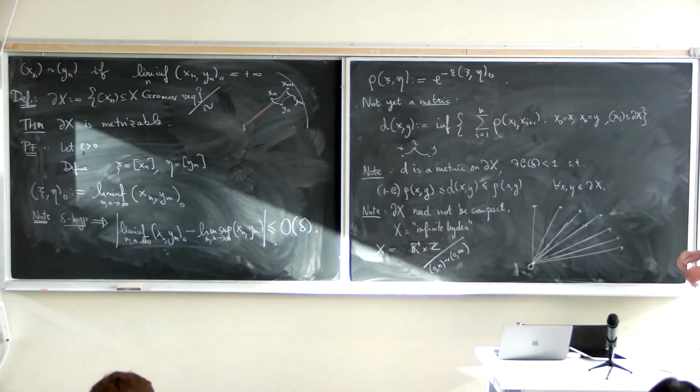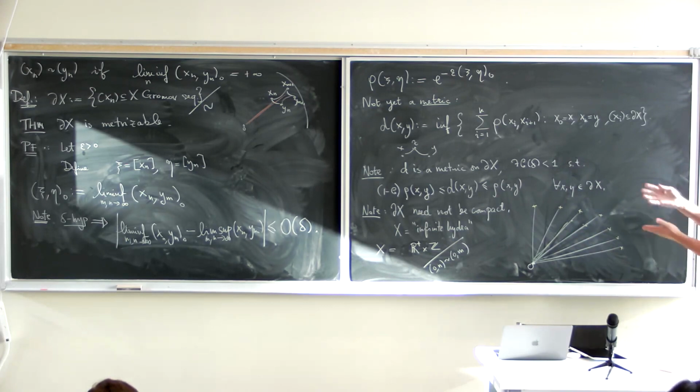Okay, so this shows that the boundary need not be compact. So this is the basic description of the Gromov boundary for non-proper spaces. Of course, it was also defined for proper spaces. Are there any questions?